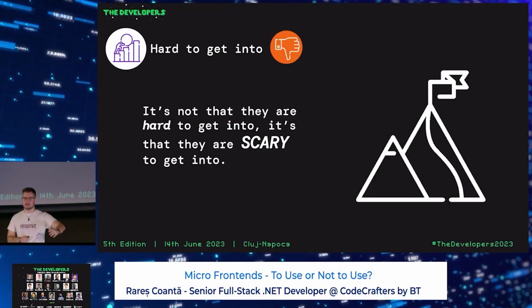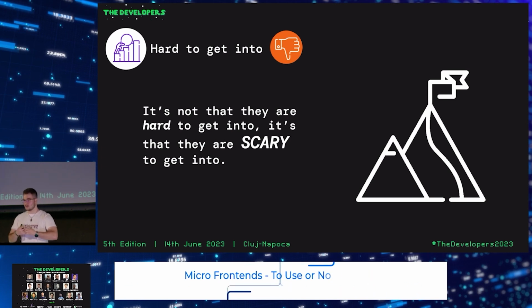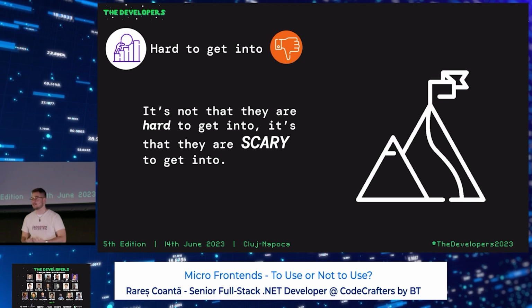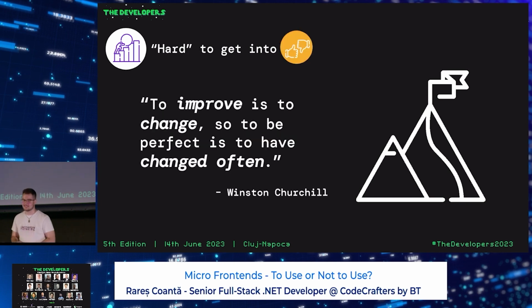And over time, I actually came to understand these are excuses that people are trying to make. Yeah, they might be valid, but they are still just excuses because people are scared to change it. And it's normal. We are people. We are resistant to change. We don't want to throw away what we've learned over our career and change to this new scary thing. It might be weird, it might not work for us, we might waste some time, and again, it's normal. But as Winston Churchill once said, to improve is to change. So to be perfect is to have changed often.